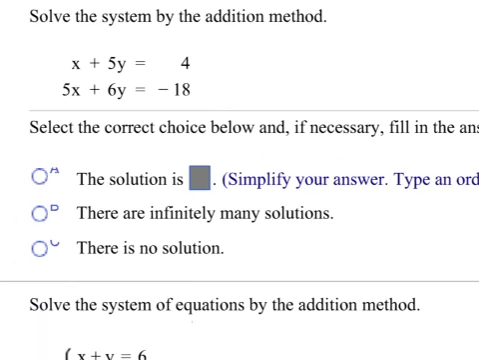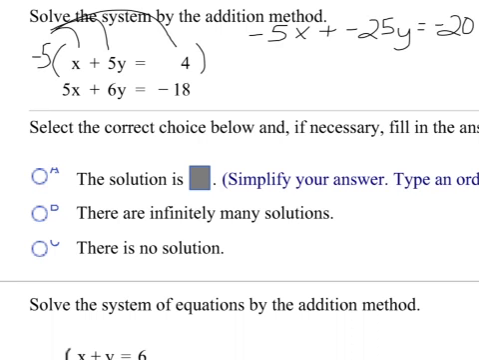Okay, number 5 is very similar to number 3, so I know if I add those two together, there's no variable that's going to be eliminated. But I also know that negative 5x plus 5x is going to be 0. So I'm going to multiply my first equation by negative 5.